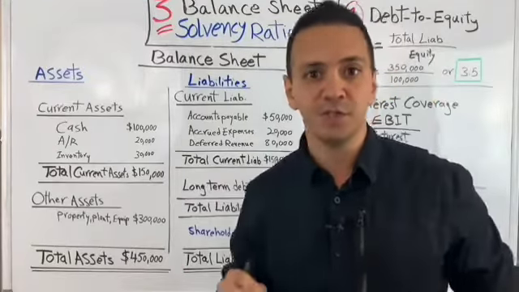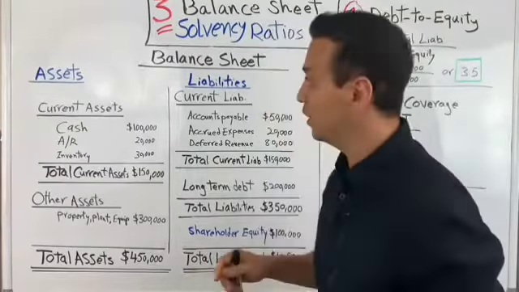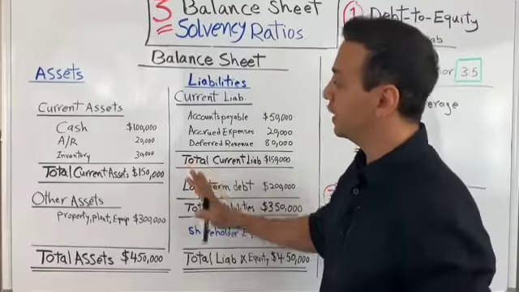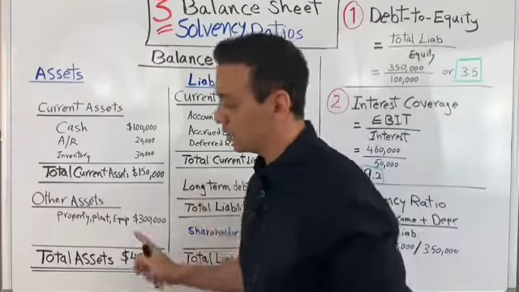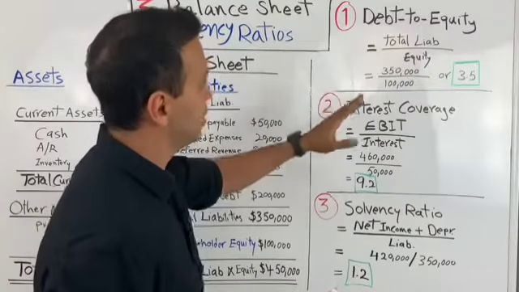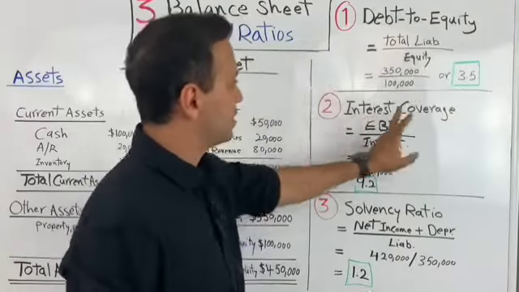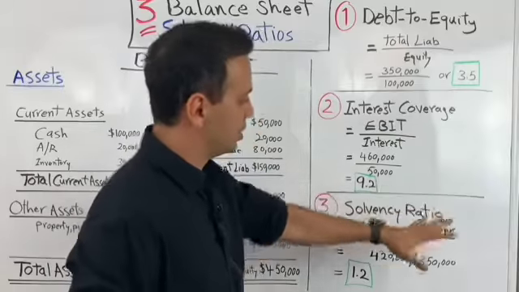So the way I want to structure this video is first give a quick overview of the balance sheet like we did in the previous video. So we'll walk through the balance sheet really quickly and gain a quick understanding of the structure of it, and then use that to jump into the three solvency ratios that we are covering today, which is debt to equity ratio, interest coverage ratio, and solvency ratio.